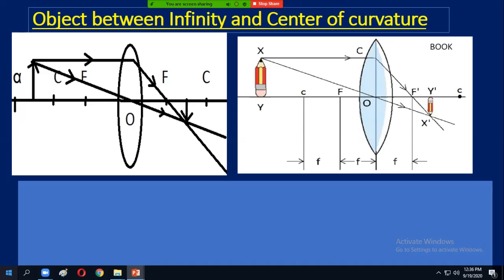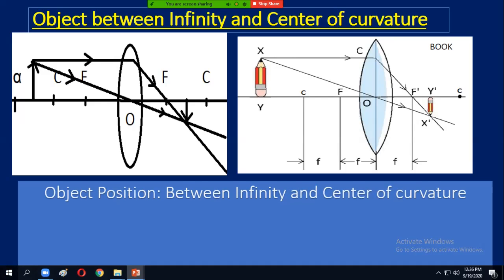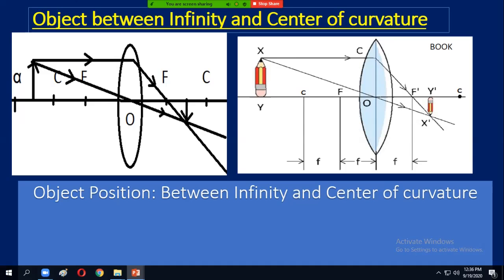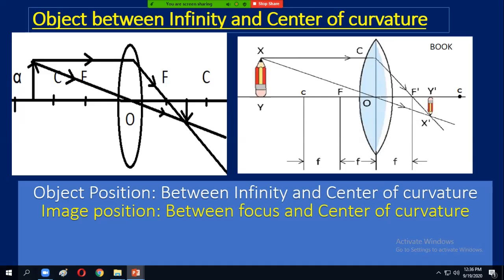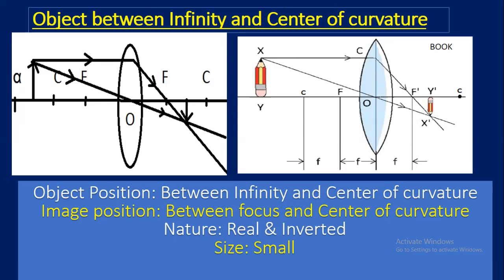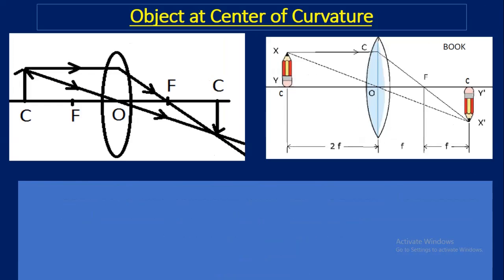Here, by using these two conditions, we can draw this is the position of the object and this is the position of the image. The object position is between infinity and the center of curvature, and the image position is between focus and the center of curvature. The image is real and inverted, the size of the image is small, and the magnification is less than 1. This is the third diagram that we have discussed.